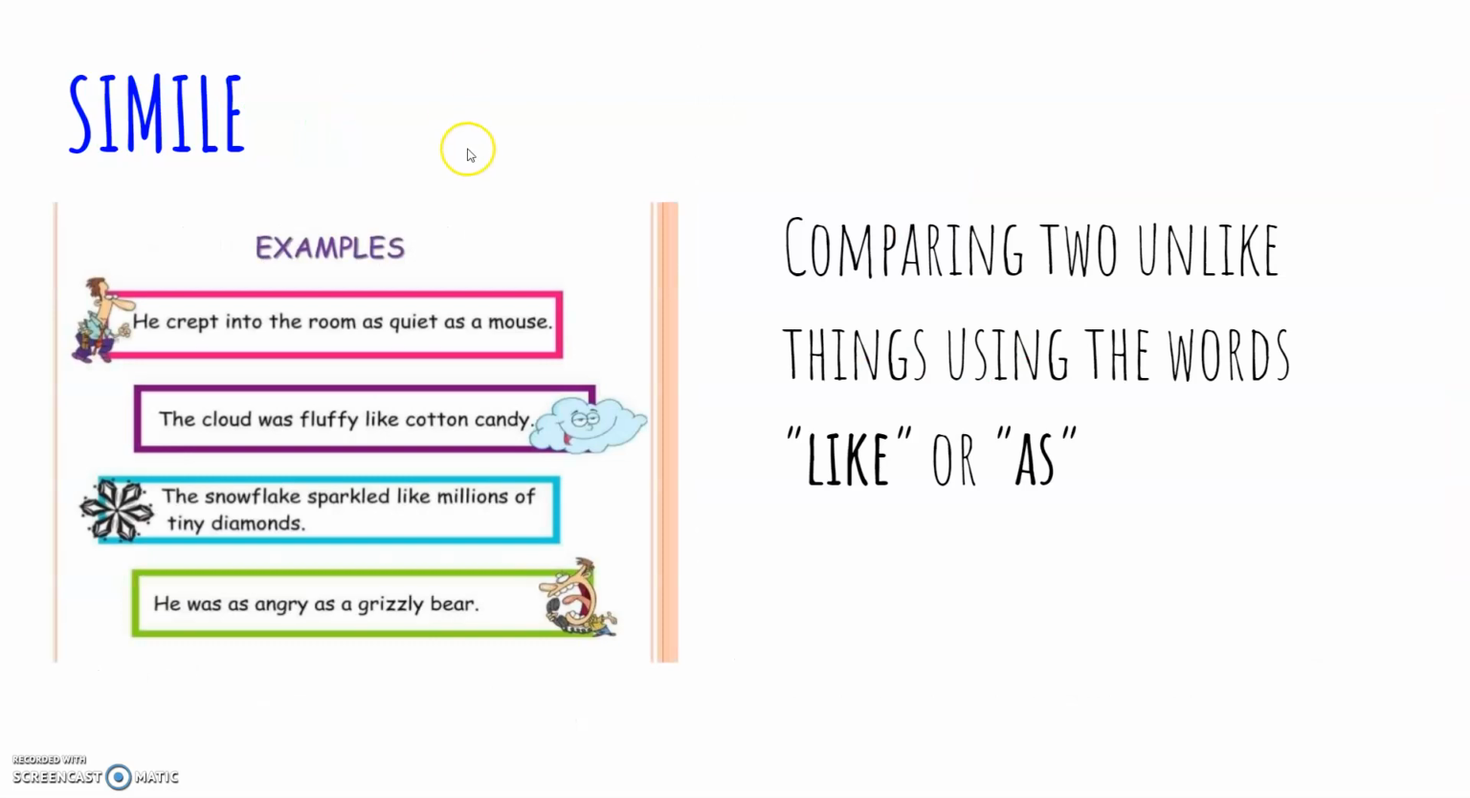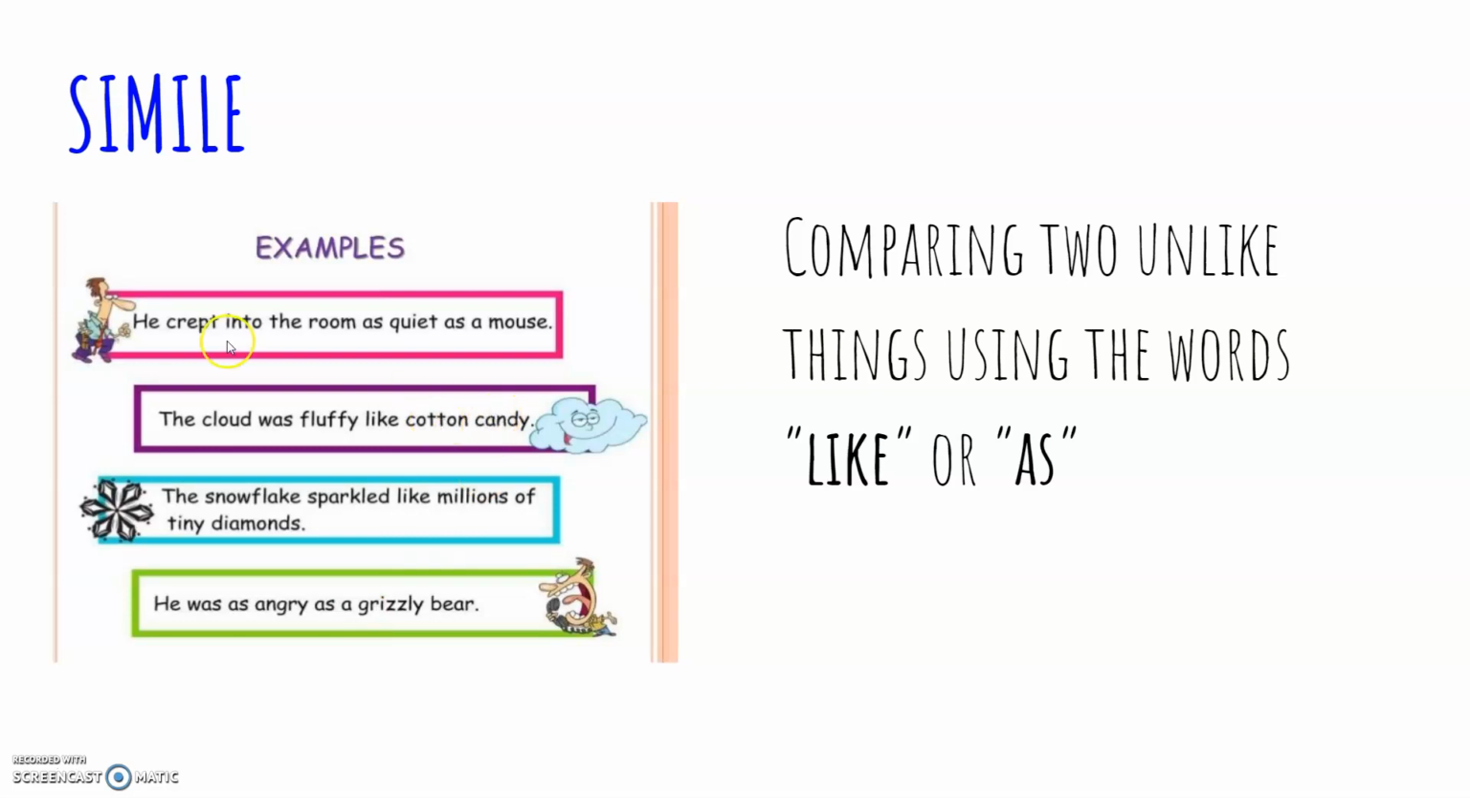A simile, and now you see these all the time, is when you compare two unlike things using the words like or as. So for example, he crept into the room as quiet as a mouse. The cloud was fluffy like cotton candy. The snowflakes sparkled like millions of tiny diamonds. He was as angry as a grizzly bear.